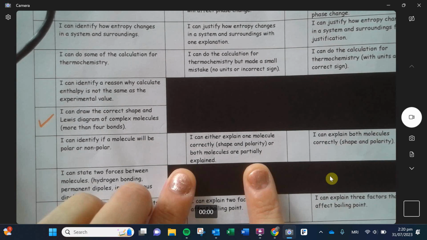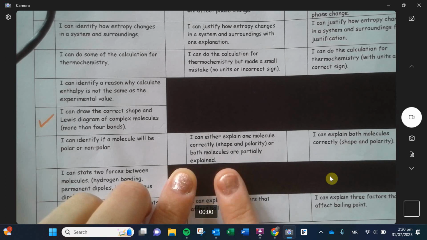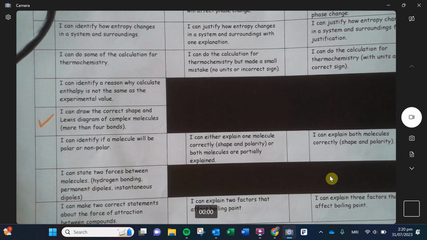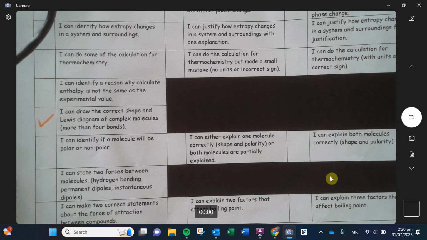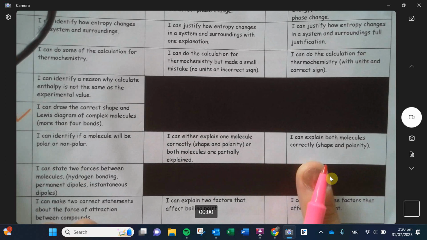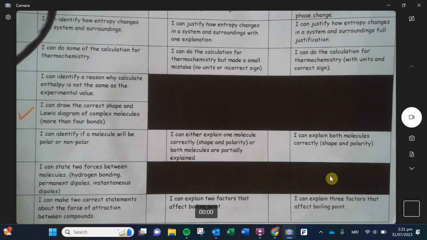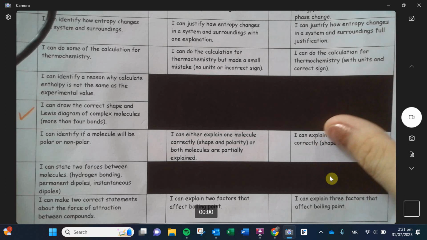When we're looking at the merit level, you can explain one molecule correctly, the shape and polarity, or both molecules are partially explained. Most of these questions give you 2 molecules, and they ask what its shape is, what its polarity is, and to justify why. So there are multiple ways you can get that merit point. They are very intertwined, these 2 things, so keep that in mind. The excellence is being able to explain both molecules, both shape and polarity. Like I said, it's a very intertwined question, whereas last year it was more separated. So just keep that in mind.